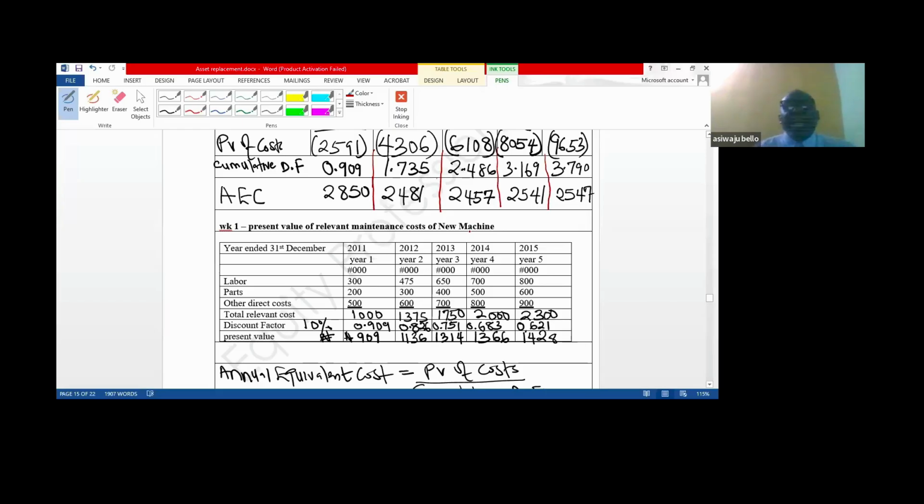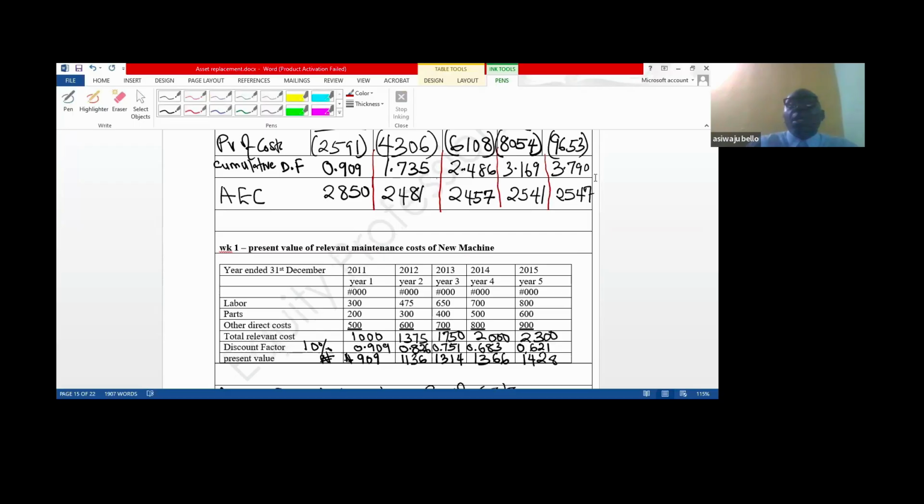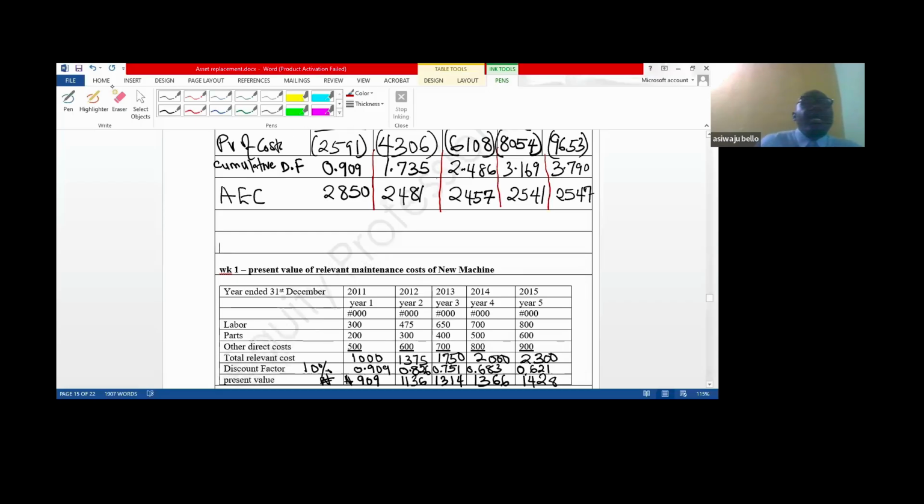All right. Now your final decision. You are going to look at the 5 options where you have the least annual equivalent cost, where your cost is at minimum. That option, if you compare, that will give you the minimum is in year 3, 2457.